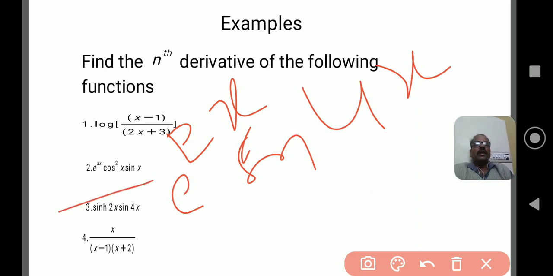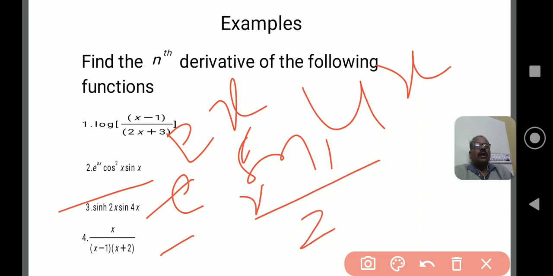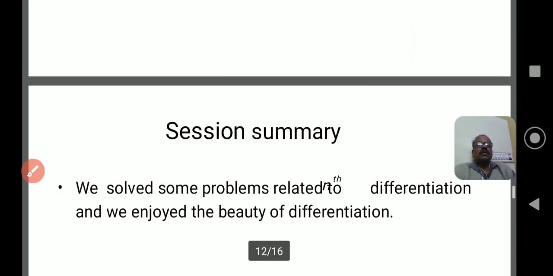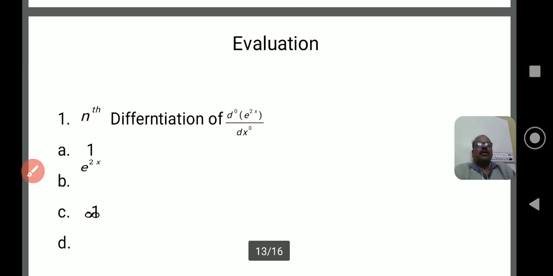Fourth one is x divided by x minus 1 into x plus 2. Definitely, the degree of the numerator is 1 and the degree of the denominator is 2. It is a proper fraction. Directly apply the properties of a proper fraction and you can solve it. Okay, next I just want to recap. Okay, are you following or not?